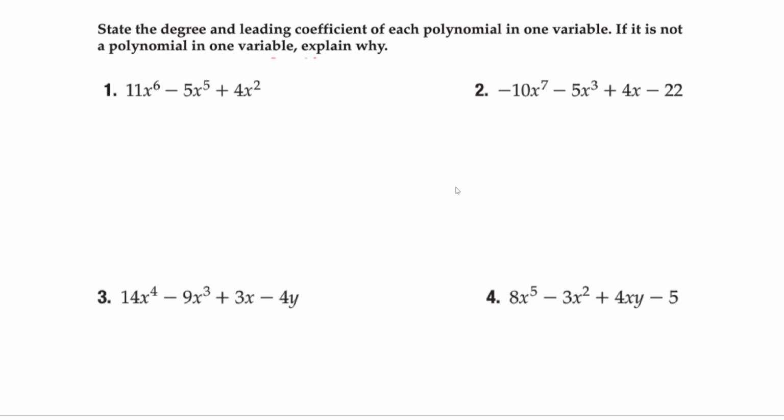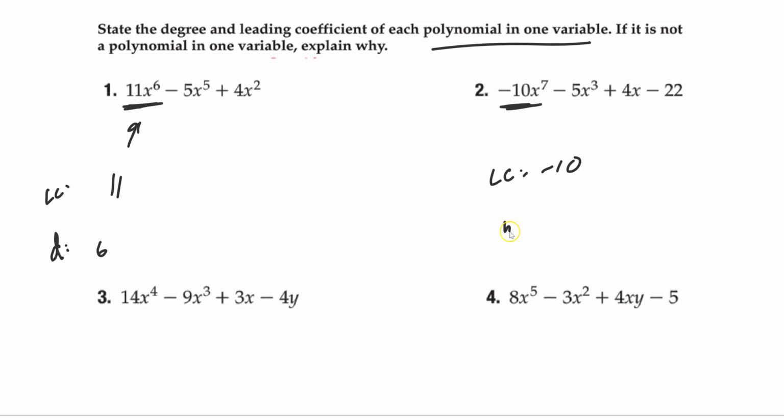Anyway, for each one of these, you want to state if it's a polynomial function in one variable, and then what's the leading coefficient. So the first one, they're all the same variables, so that works. So it's a polynomial function, and the leading coefficient would be 11. Highest degree is 6. Over here, again, all the same variable, so it's a polynomial function. The leading coefficient is -10 because the highest power is 7. Highest degree is 7.